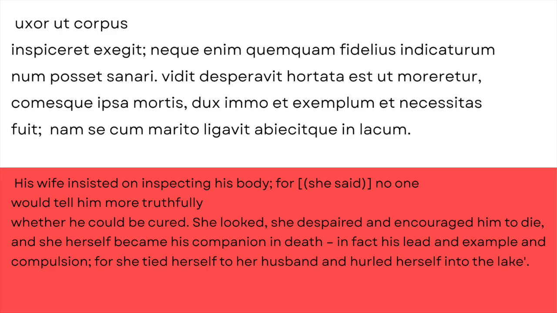Comes, companion, mortis, in death. Word you know from the language paper. Dux, leader.